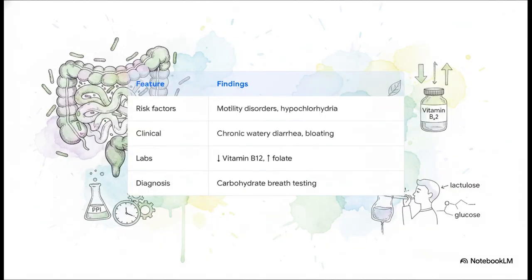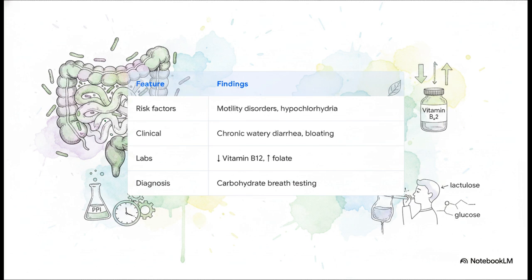Let's add small intestinal bacterial overgrowth, or SIBO, to our malabsorption differential. Rule number 1, if the patient has totally regular bowel movements, SIBO is off the table. You're looking for chronic watery diarrhea and bloating in someone with risk factors. Think anatomic abnormalities, motility issues like diabetes or systemic sclerosis, or even gastric hypochlorhydria from taking PPIs forever.